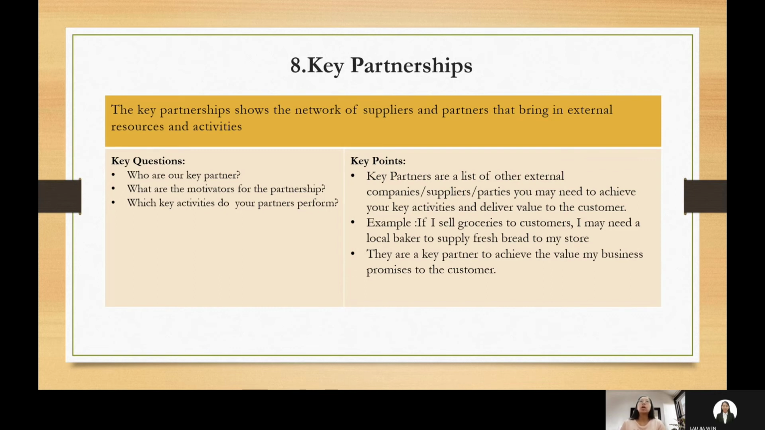For example, if I sell groceries to the customer, I may need a local baker to supply fresh bread to my store. They are a key partner to achieve the value my business promised to the customer. And the question that can be asked is, who are the key partners and what are the motivators for the partnership, and which key activity do these partners perform?